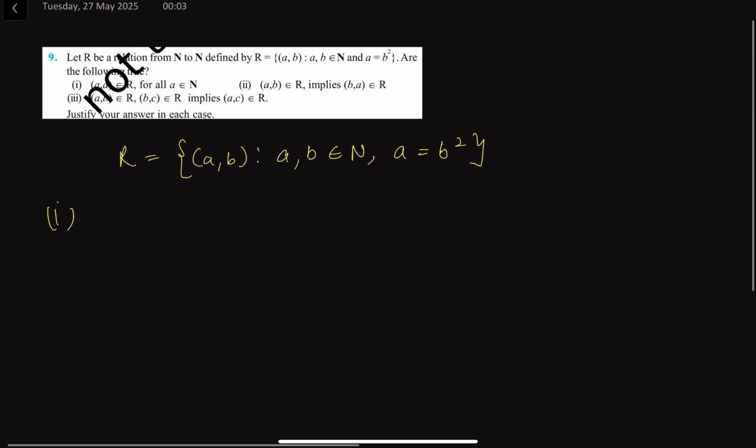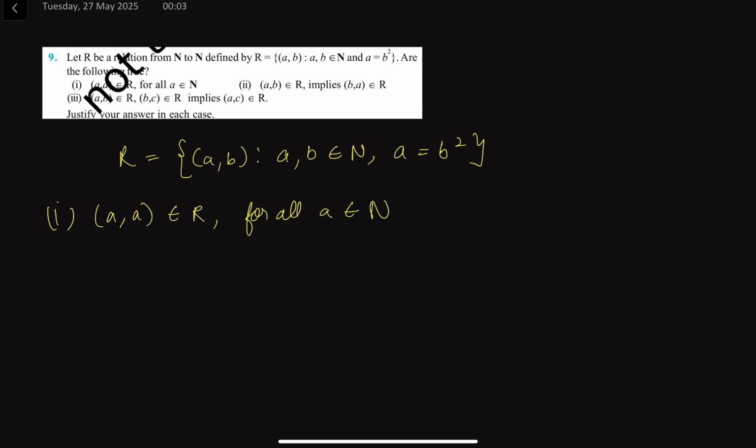We are given in the first part that (a, a) belongs to R for all a that belongs to natural numbers. Okay, so this statement, can this be true or not? This cannot be true, right? Because for all a, a is not equal to b square. If I take an example, if a is equal to 1 then b square will be 1, so (1, 1) will belong to this relation.